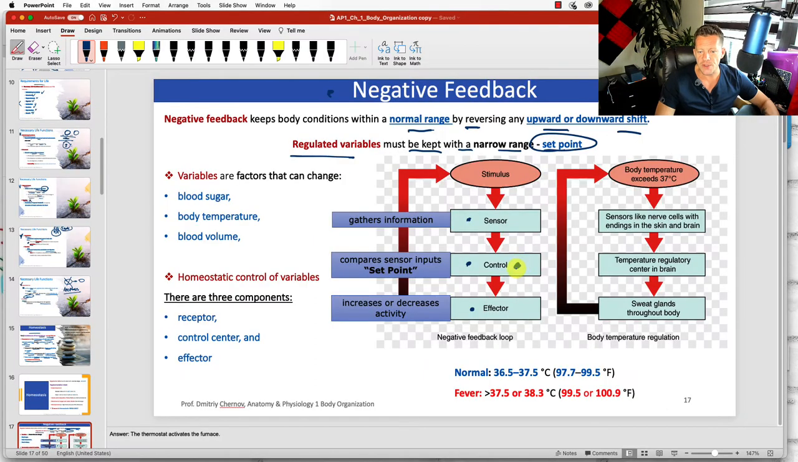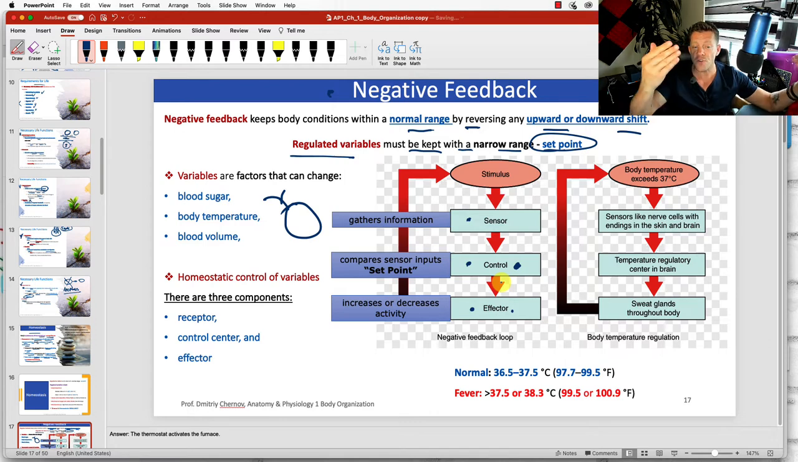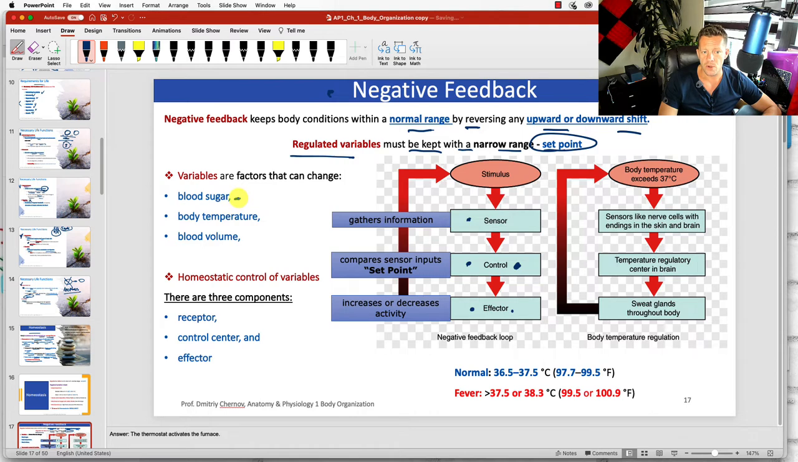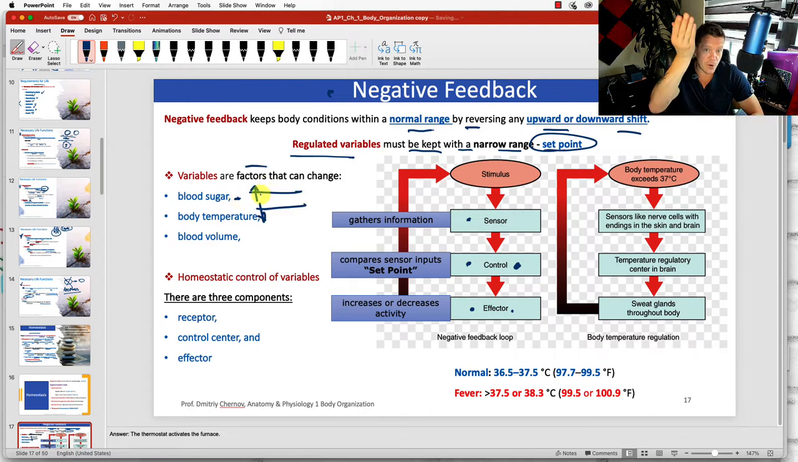So the control center is an organ that controls a particular pathway. Sensors, right? Each cell has its receptors and they're sensing the environment. And the effector is the group of muscles or group of other systems that will increase or decrease a certain stimulus. Variables, let's say blood glucose, are things that could be changed. Body temperature, temperature could be increased, temperature could be decreased. Blood volume could be increased, could be decreased, depending on the blood pressure.